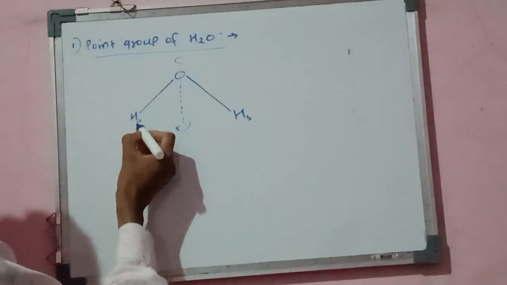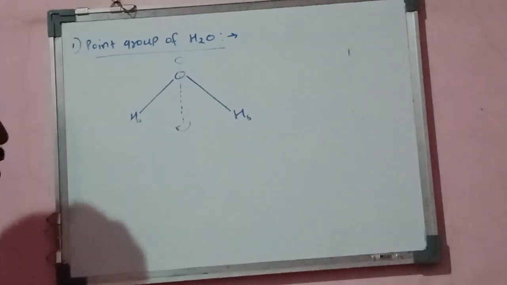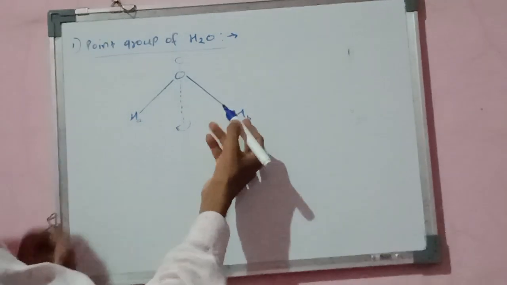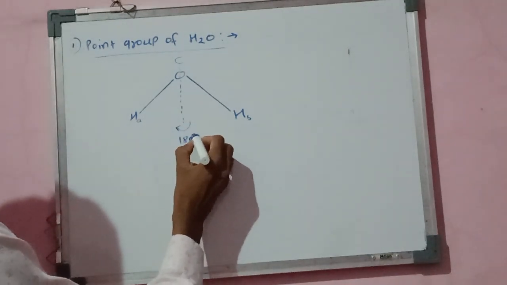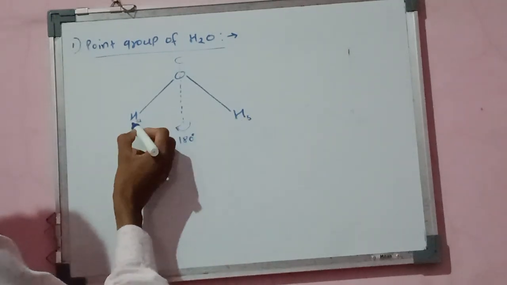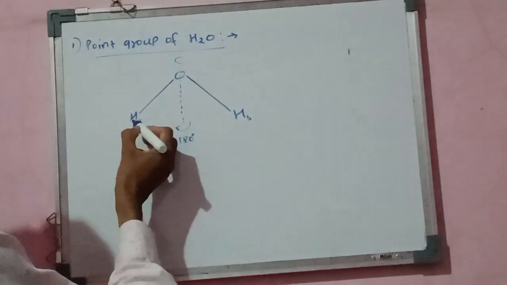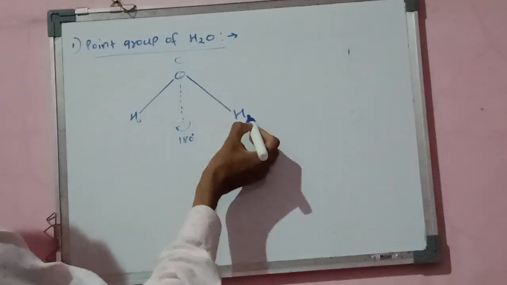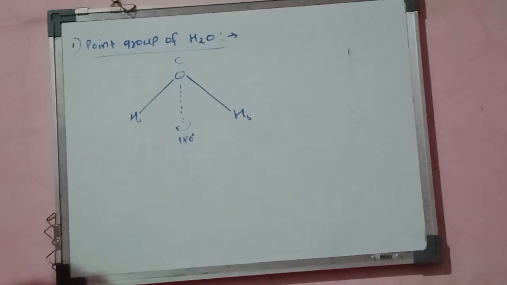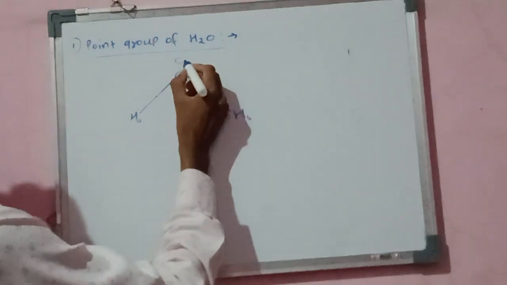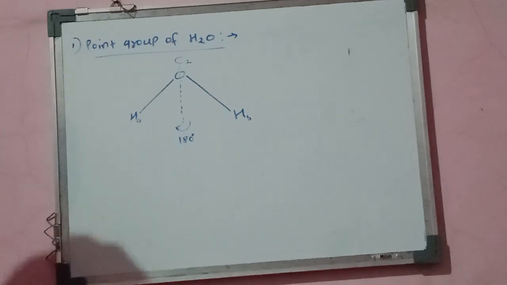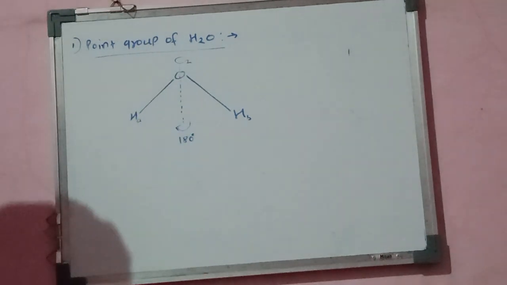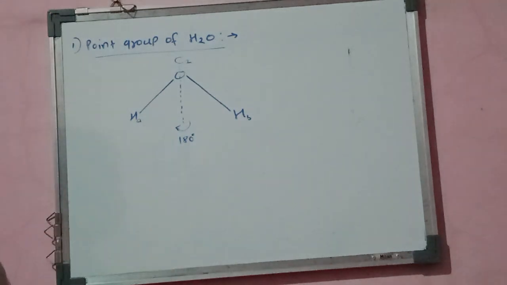Okay, suppose this is HA and this is HB. If we rotate through 180 degrees, then HB will attain the position of HA and HA the position of HB. Okay, means having a C2 axis of rotation. C2 axis of rotation. This is the principal axis of the water molecule.